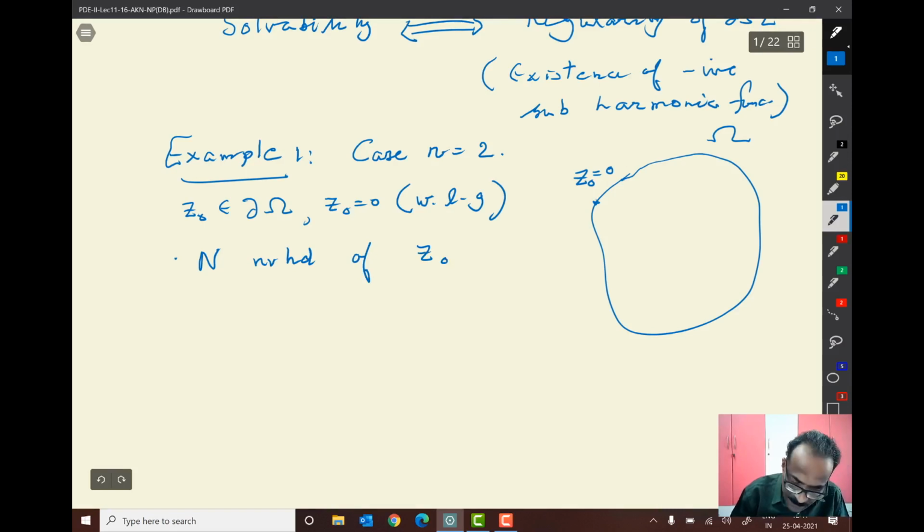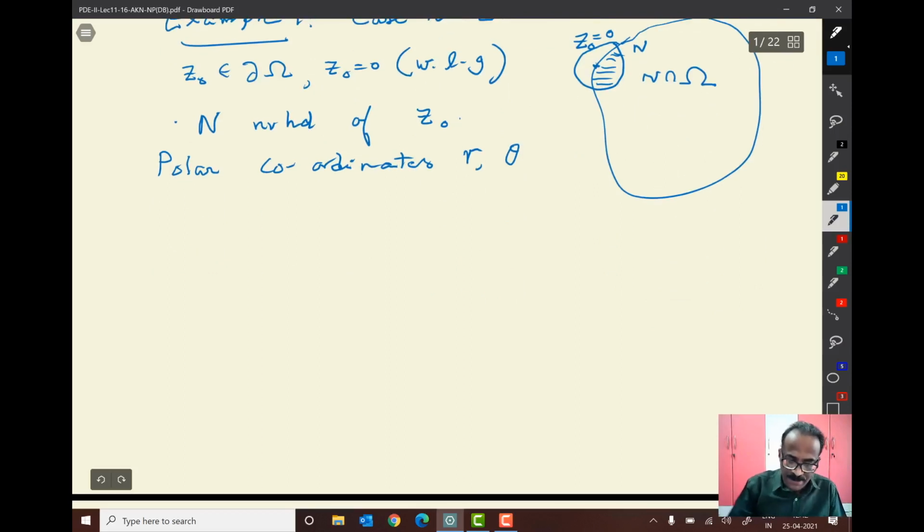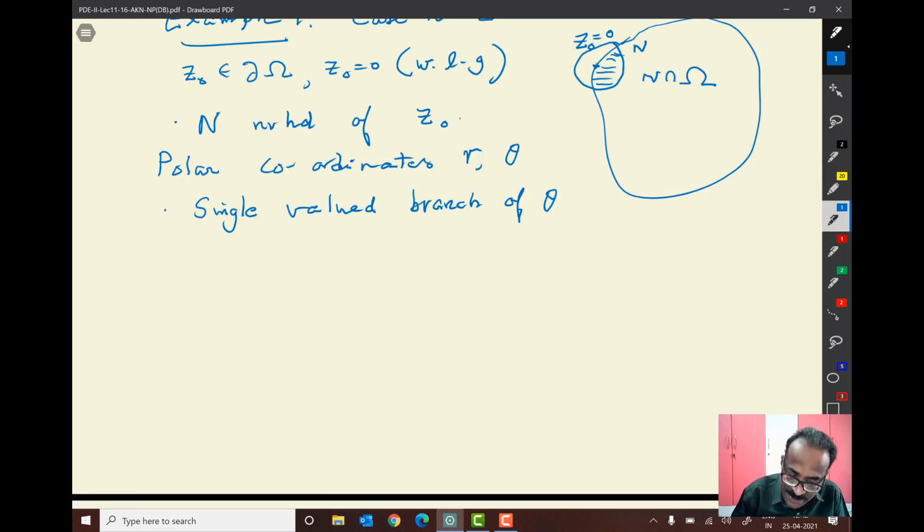and suppose N is a neighborhood of z naught, and look at this part, that is the intersection of omega and the neighborhood of z naught, and then you use the polar coordinates r theta. So I will define the expansion in polar coordinates r theta, and because theta is the angle, it can have multiple values, so we take the single valued branch of theta. So assume that is possible. Okay, single valued branch of theta, so the boundary is such that you can choose this theta as a single valued branch defined on omega intersection N.